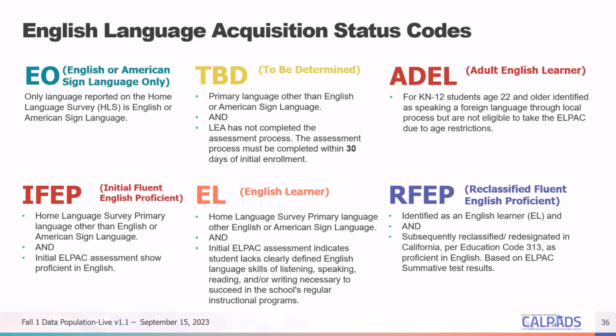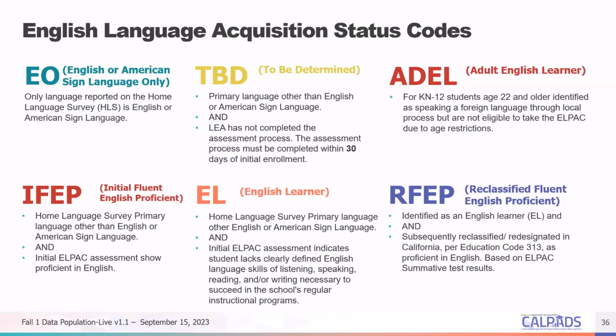This slide contains the different English language acquisition status codes that can be submitted for a student. All students in kindergarten through 12th grade must have an English language acquisition status code reported in CalPADS. Students whose only language reported on the home language survey is English or American Sign Language are reported with an English language acquisition status of EO or English only. Students with a primary language other than English or American Sign Language are reported as TBD until the LEA has completed the initial LPAC assessment process. Students can only be TBD for 30 days upon initial enrollment.